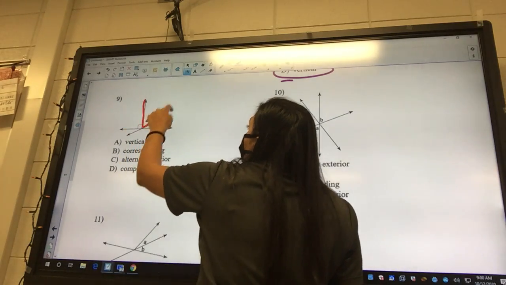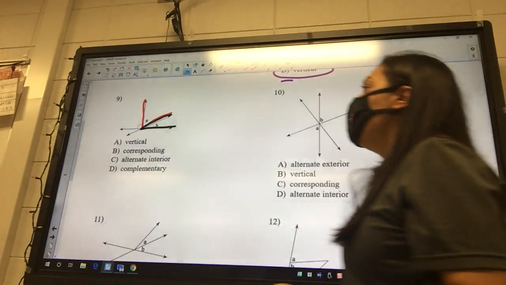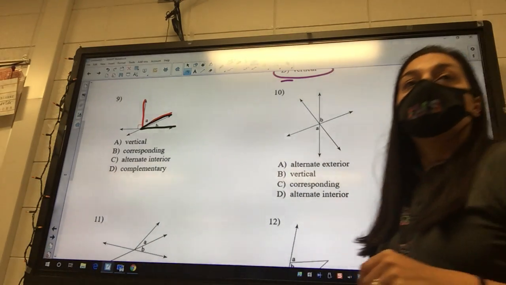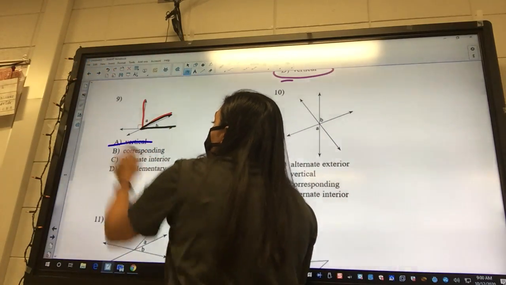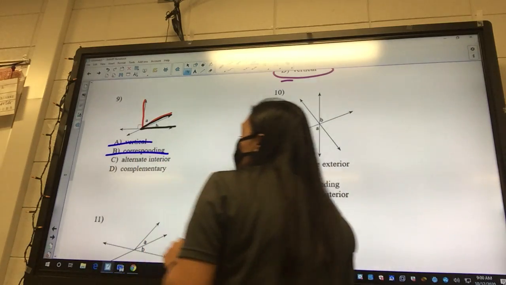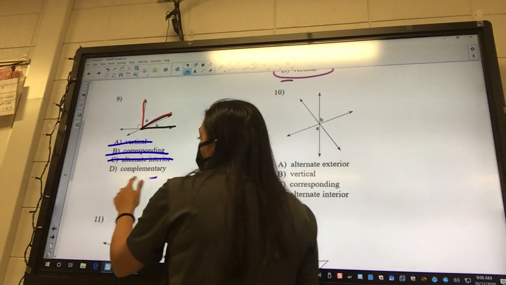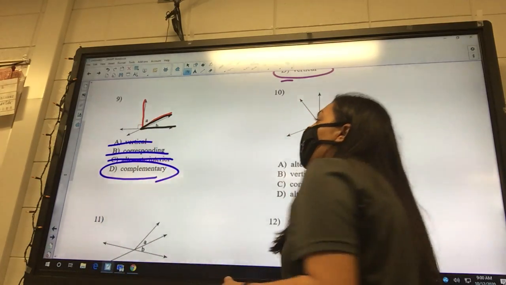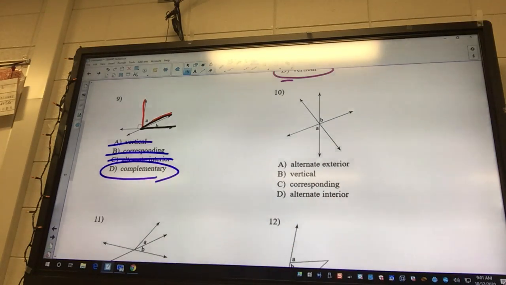Okay, we got angle A and angle B. Are those vertical? No, they're not. Vertical means opposite, so they would have to be pointing away from each other. Okay, corresponding? No, that's not even one of our words. Alternate interior? No. So what's the only other option left? Complementary. We'll learn about that later. But if one is 90 degrees, and it's on a straight line, then this one also has to be 90 degrees. So those add up to 90 degrees.